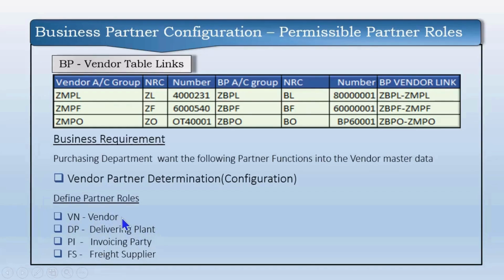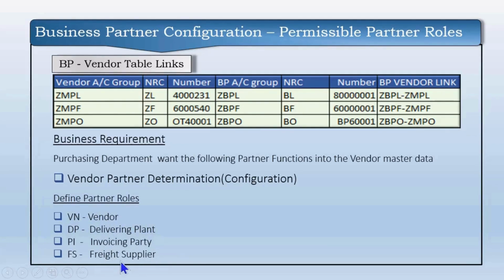So one company can be vendor, one company can be delivering plant, one company can be invoicing partner, one company can be freight supplier. The same company can do these multiple roles, or the vendor can assign these roles to different companies. Maybe they will have a contract with some other companies, or the system companies will be taking care of these functions. So that's why they call them different partner roles.